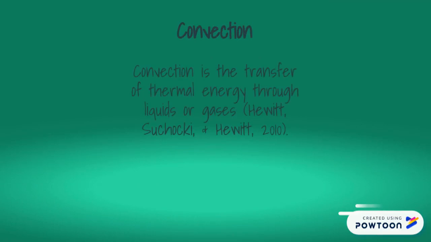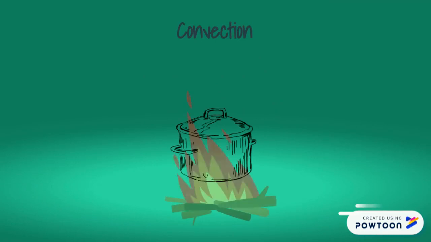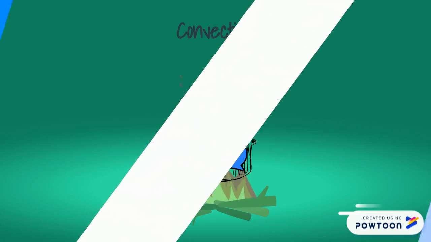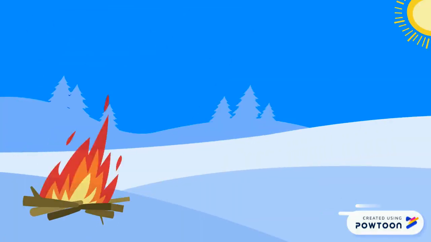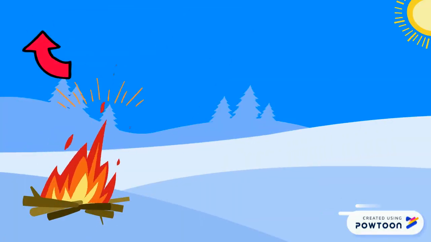Next is convection. Convection is the transfer of thermal energy through liquids or gases. For example, when you boil a pot of water, the water closest to the flame warms up. Warmer liquid rises as cooler liquid replaces it on the bottom. The motion you see in a rolling boil is heat convection. The same motion occurs in air. As air warms up, it rises, and as it cools, the air falls.